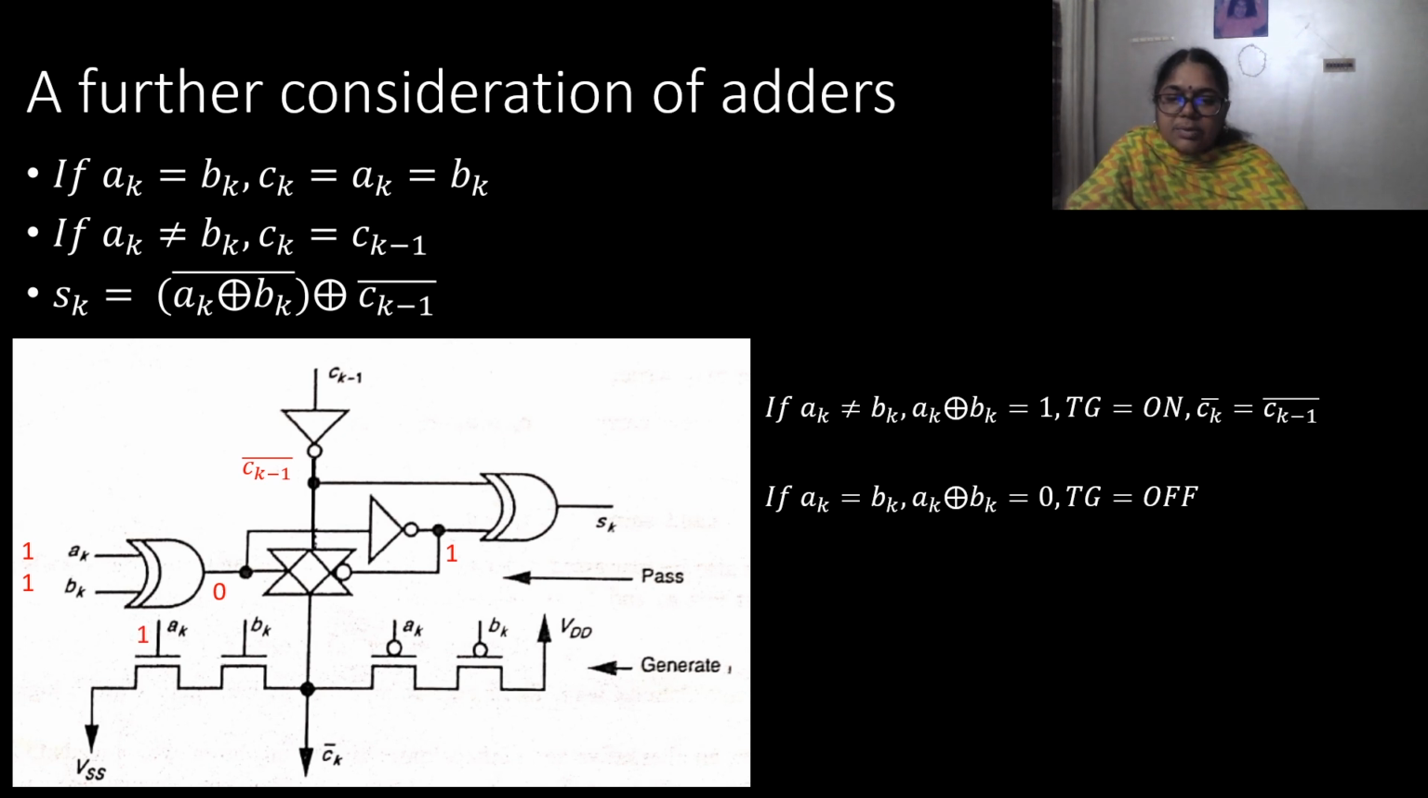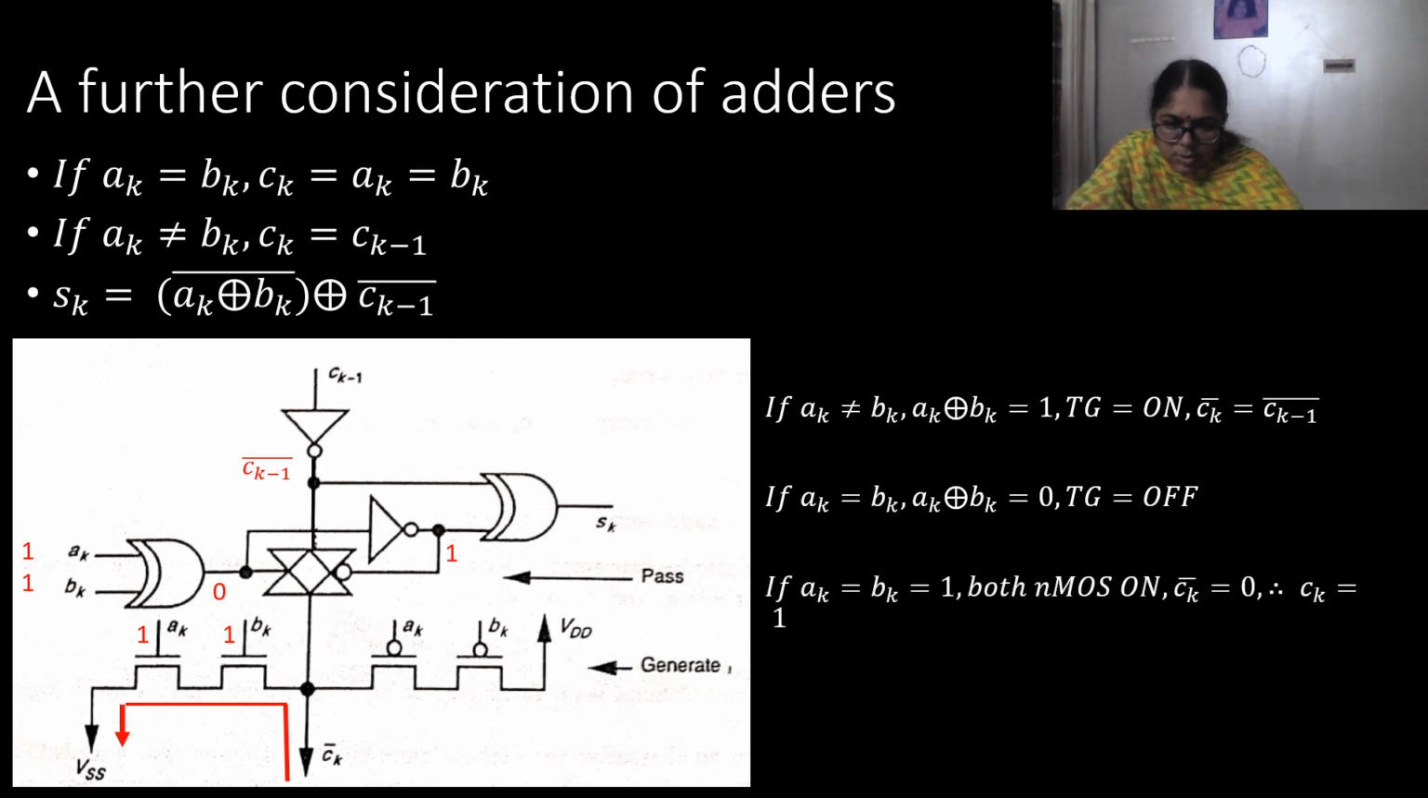But when A is equal to 1 and B equal to 1, you can see that A and B are given as inputs to the gates of these two NMOS transistors. So when A and B are 1, these two NMOS transistors are on, and the output is going to discharge through these transistors to ground, thus making CK bar equal to 0 or CK equal to 1.